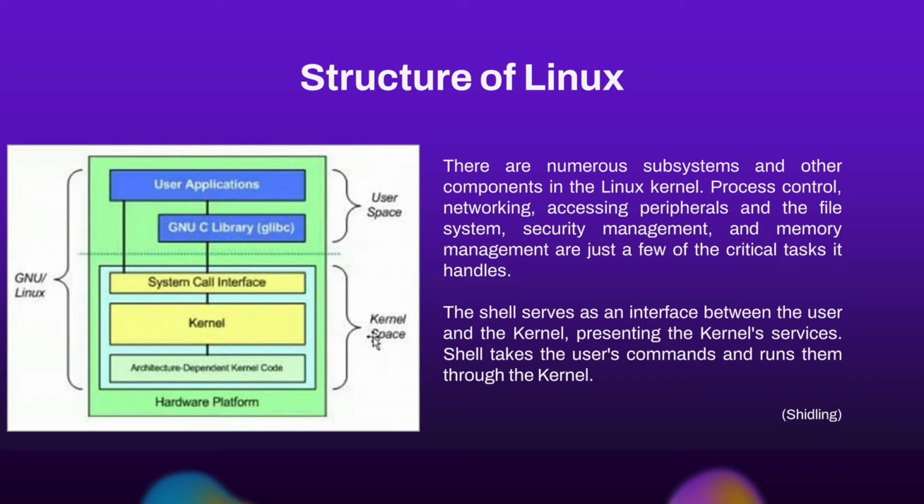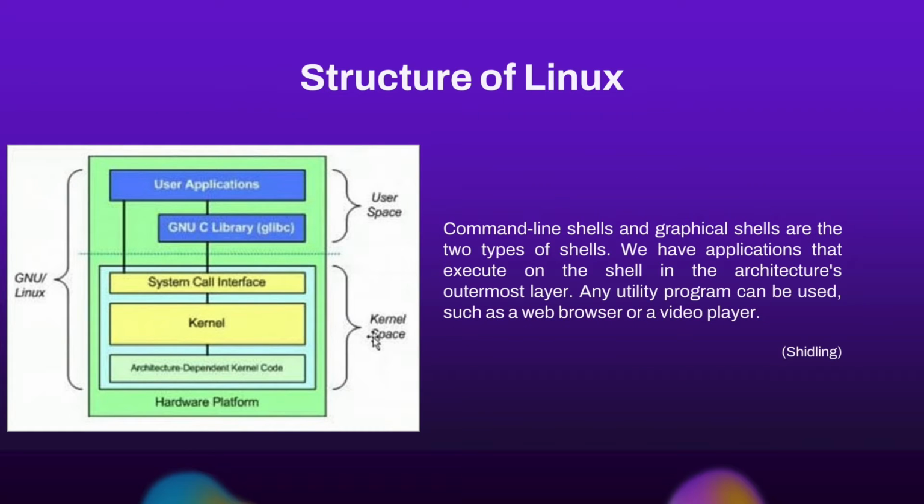Shell takes the user's commands and runs them through the kernel. Command line shells and graphical shells are the two types of shells. We have applications that execute on the shell in the architecture's outermost layer. Any utility program can be used, such as a web browser or a video player.